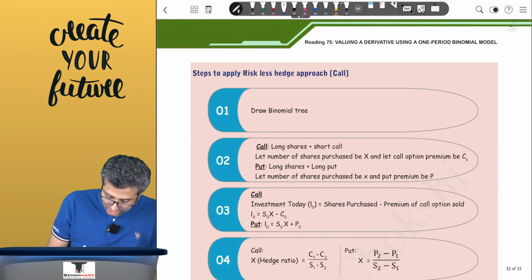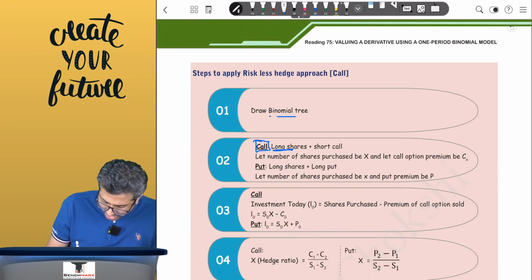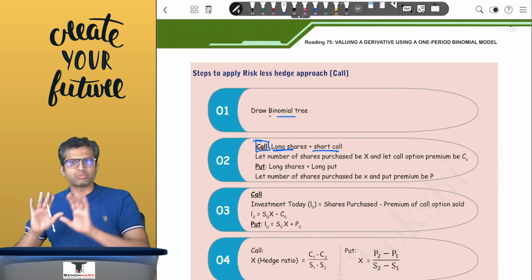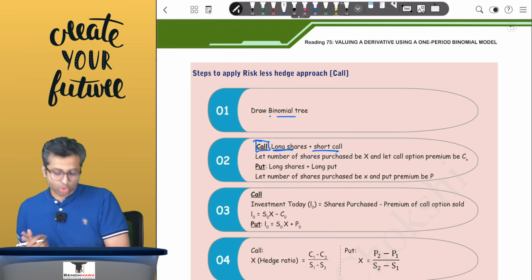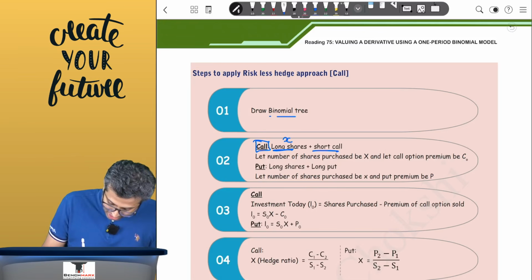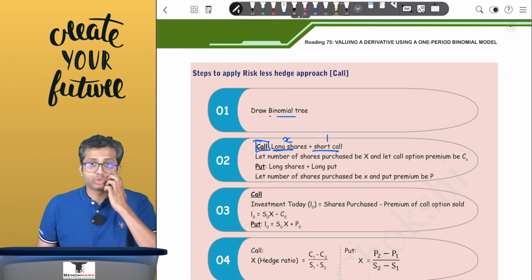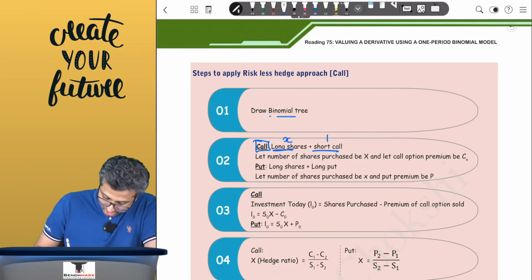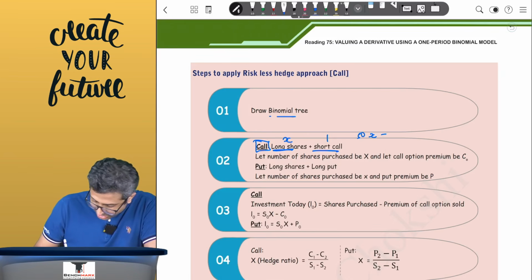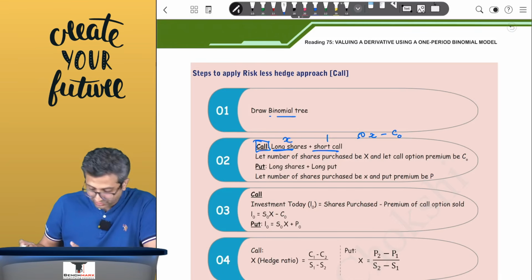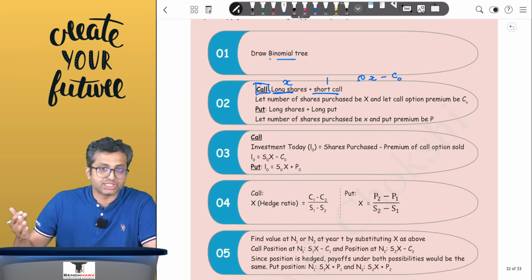So first is draw the binomial tree. The portfolio, let's say for a call, will be long shares and short call. Put will be slightly different, but let us say we focus on the call. So this is long how many shares? Let us say X shares, and short one call option. So which means initially over here your investment will be X shares and the spot price is 50. So this will be what you will invest minus the call option, whatever is the premium, we don't know, minus C0, that is your premium.